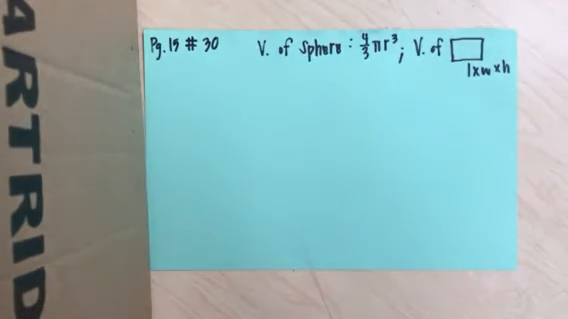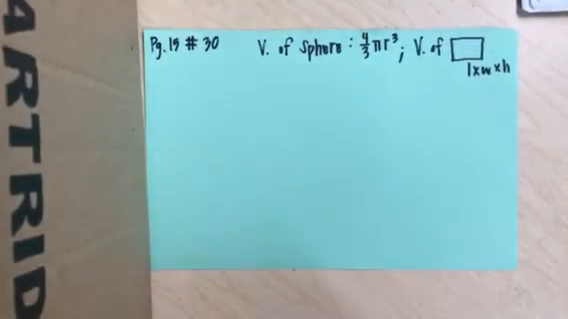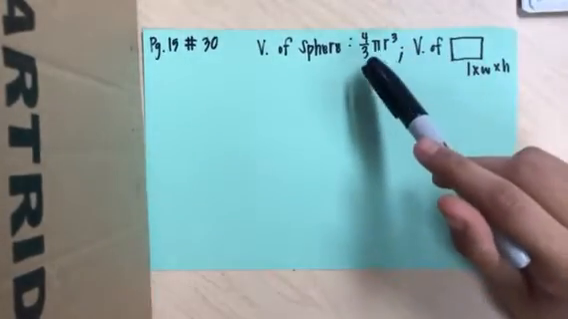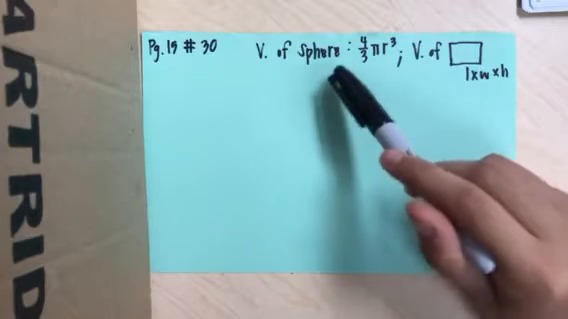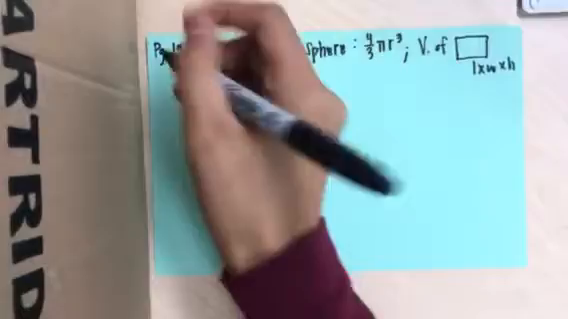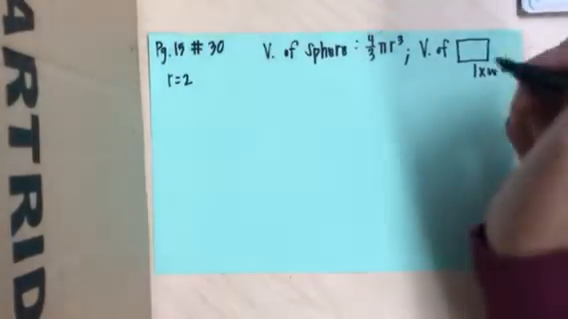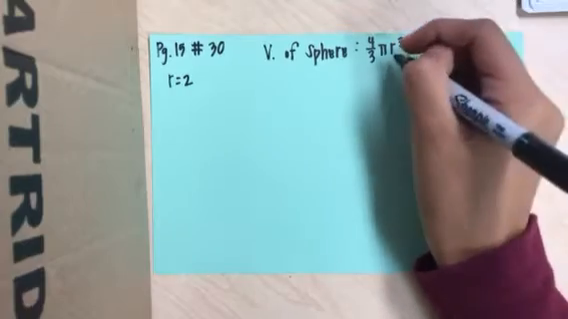So for this question, we're going to start off by finding the volume of a sphere. So I have written out what the formula for volume of the sphere is, which is 4/3 pi radius cubed. So we're going to make our radius 2. Our radius is going to equal 2. And we're going to plug that into our formula.